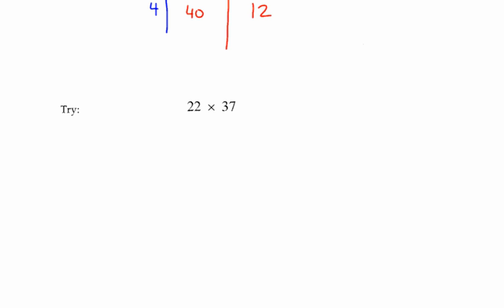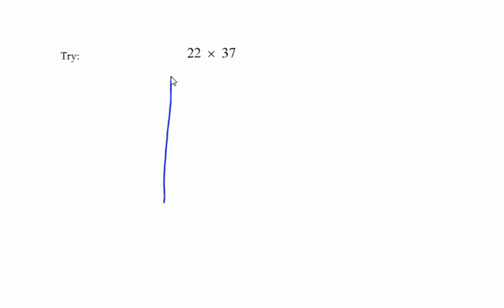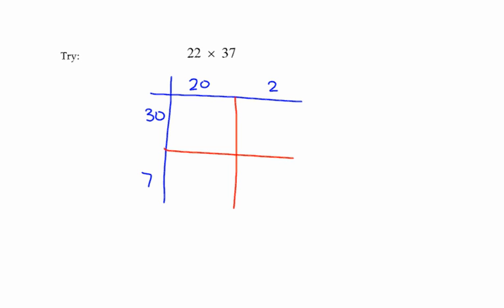You can pause the video here. So you should have broken it up. 22 could be broken up into 20 and 2 is the easiest way. 37, 30 and 7. So that gives us our 4 boxes.